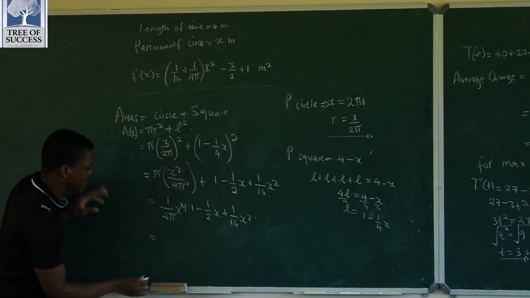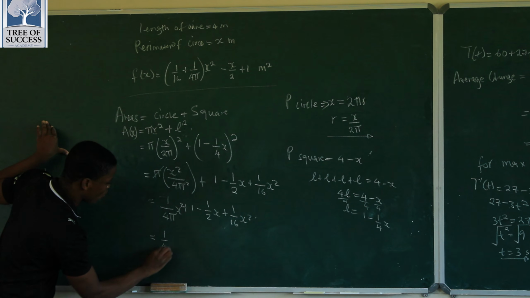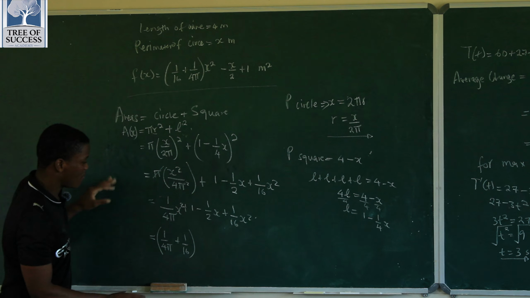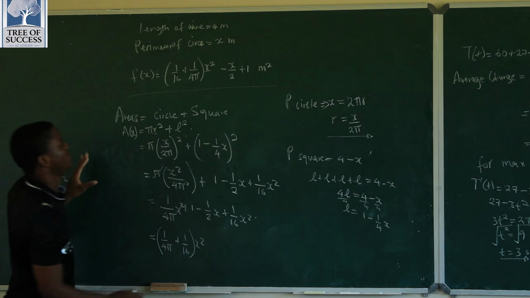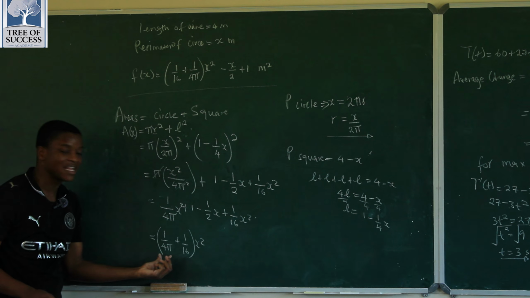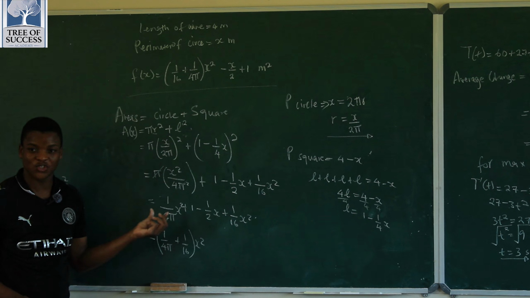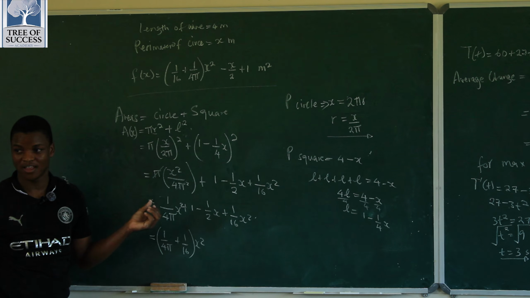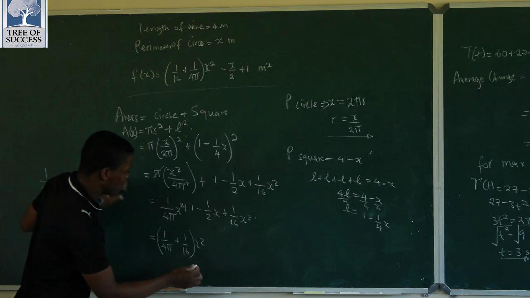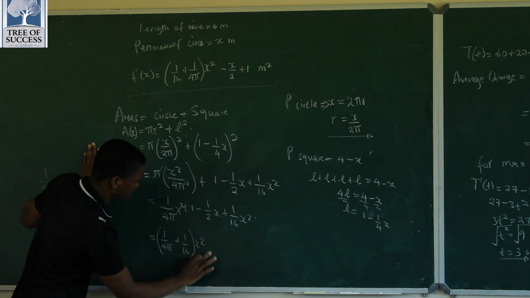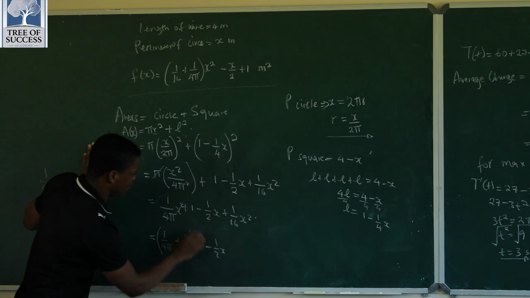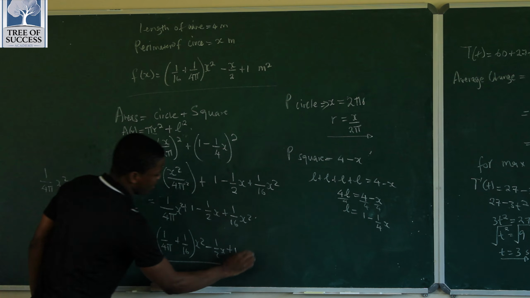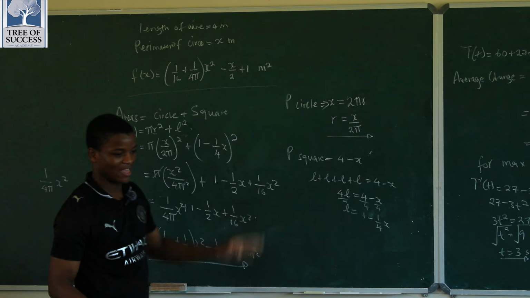So we can group again and say this is going to be 1 over 4 pi plus what? Plus 1 over 16. All of these are multiplied by x squared, right? Because they are the coefficients of x squared in these like terms of ours. Agreed? Yes. Agreed? Yes. Alright, and then we have the other one, 1 over 2x, which is negative 1 over 2x, and then plus 1. That's how it's supposed to be in square meters, because here we were talking about meters.